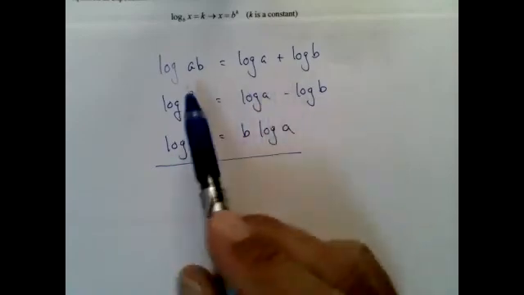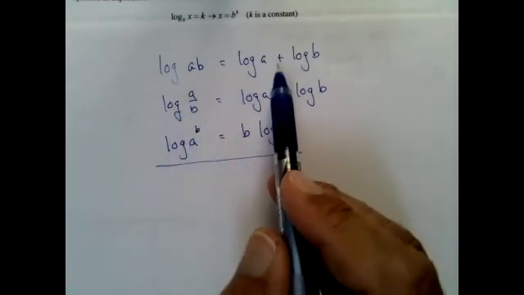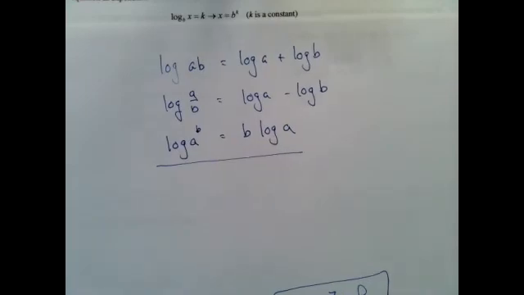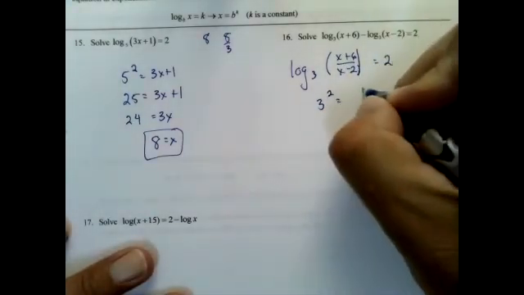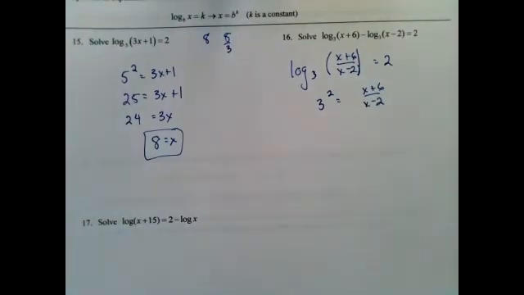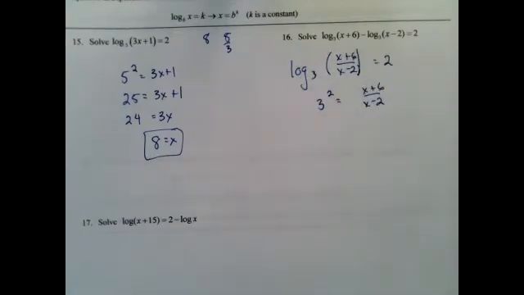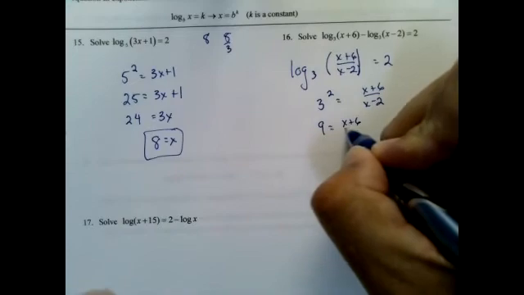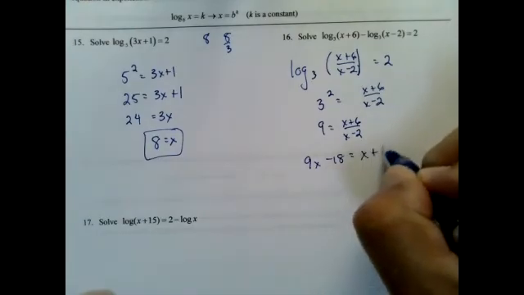We're going back and forth and back and forth. I just looked at a difference of logs is the quotient. The sum of logs was the product. Oh, 3 squared equals (x plus 6) over (x minus 2). So all we're really learning today is how to change these equations into something algebraically I can work with pretty quick. 9 equals (x plus 6) over (x minus 2).